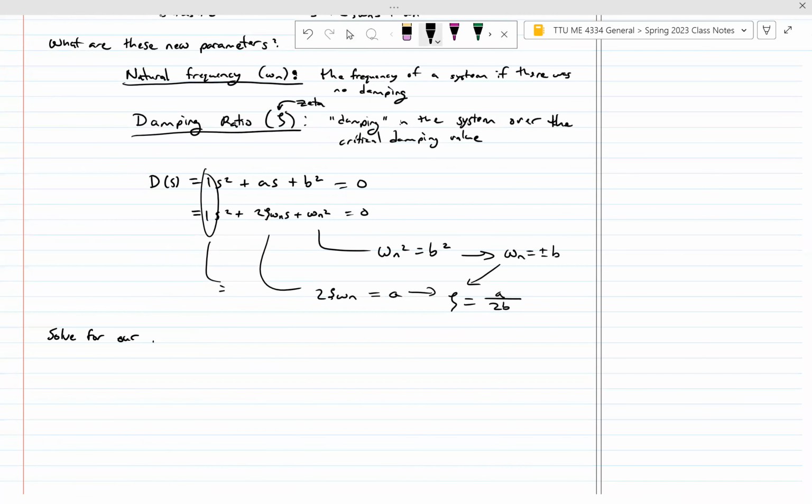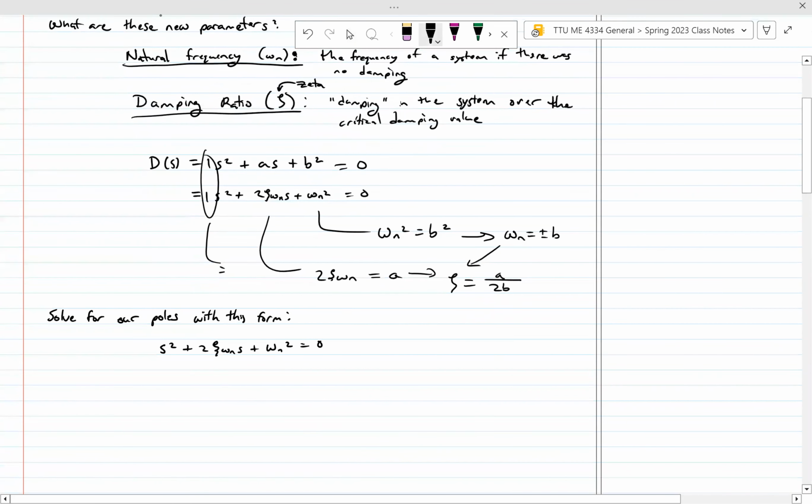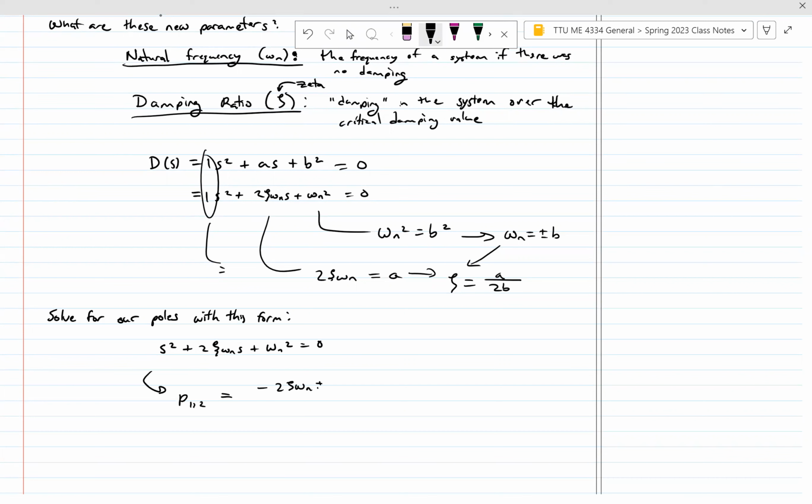We can also solve for our poles with this form, right? So s squared plus 2 zeta omega n s plus omega n squared is equal to 0, right? And using the quadratic formula, we would end up with 2 poles because it's a second order system, right? Where there'd be a bunch of different forms of what it could be. I'm not going to go through all of them here, but you guys can go through and practice the math a little bit on your own.